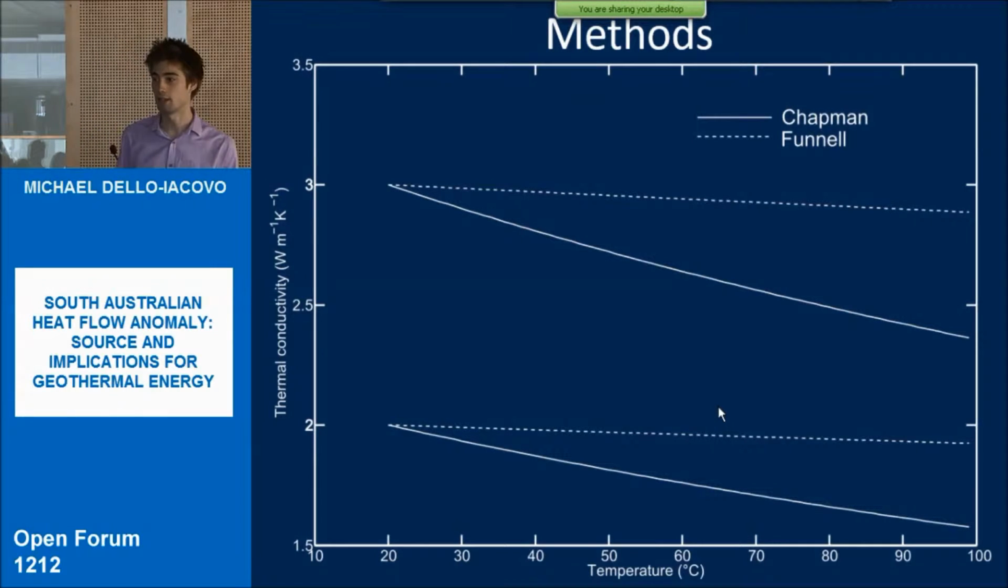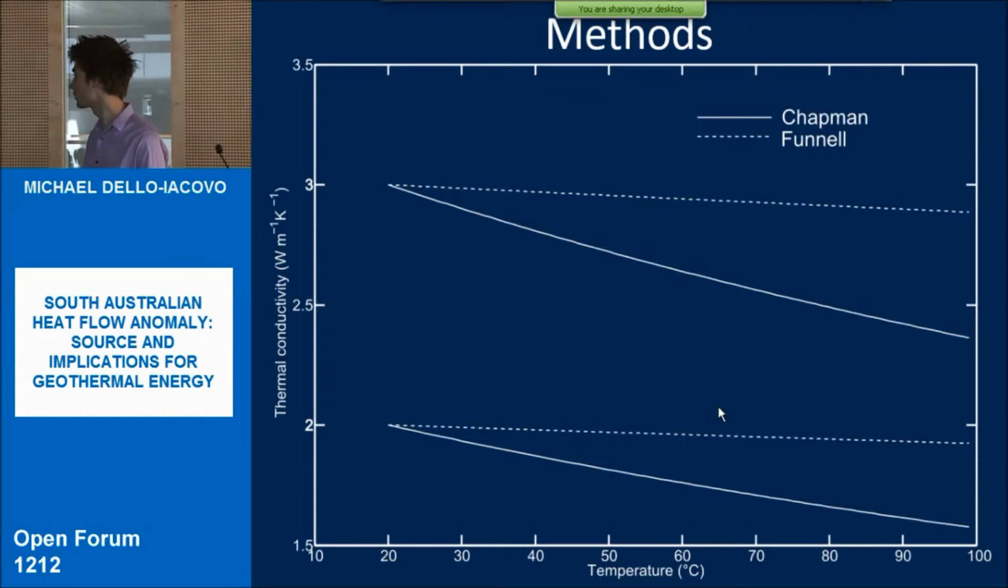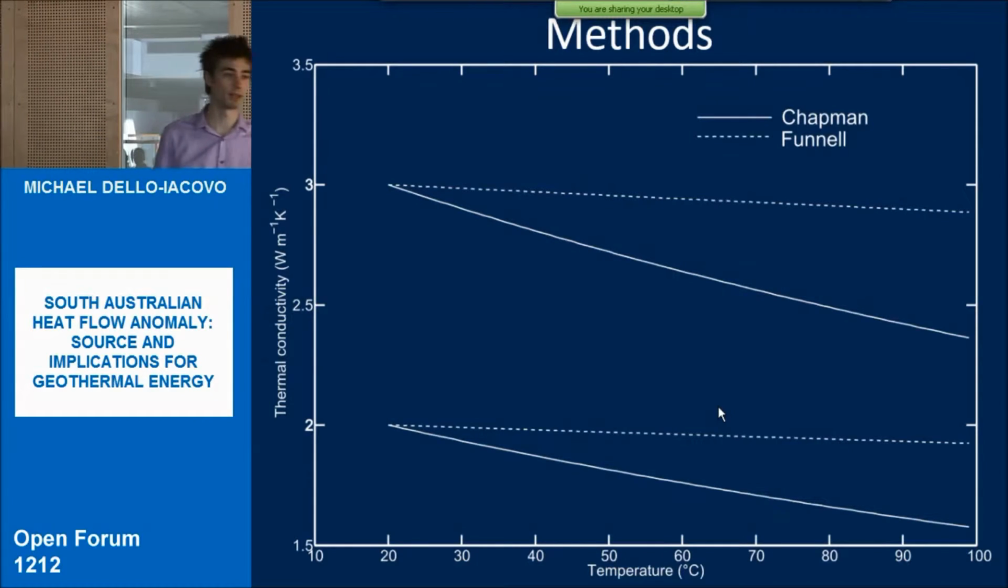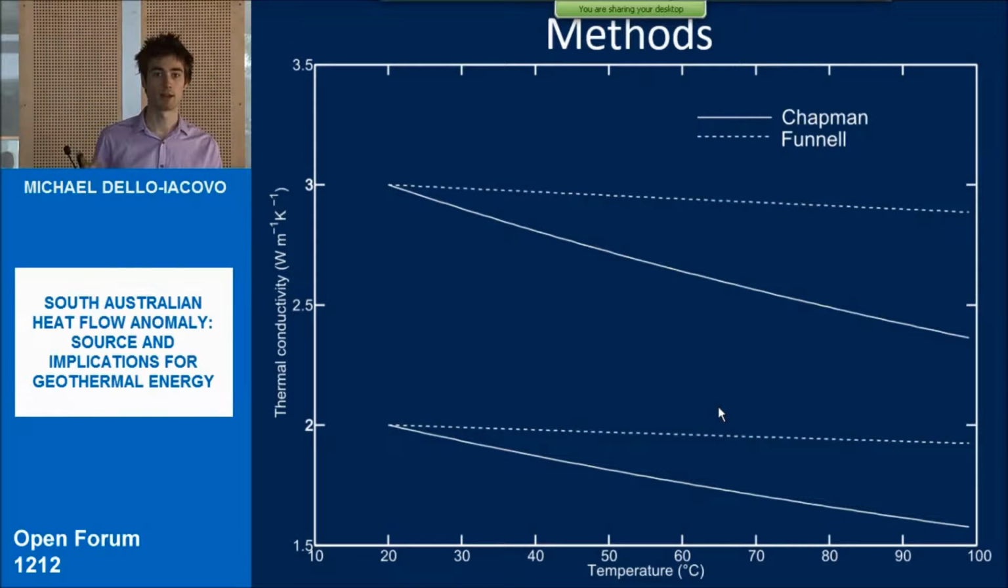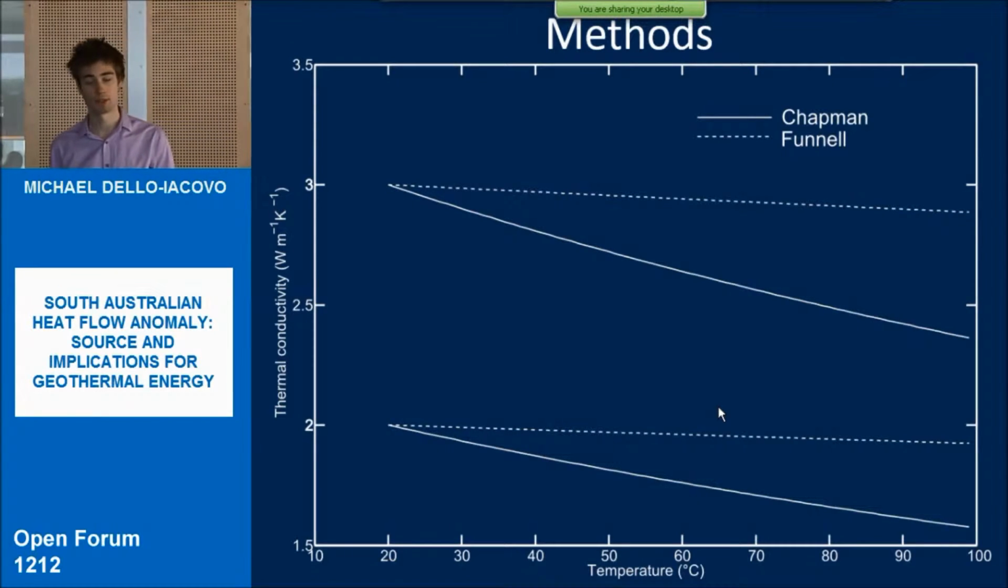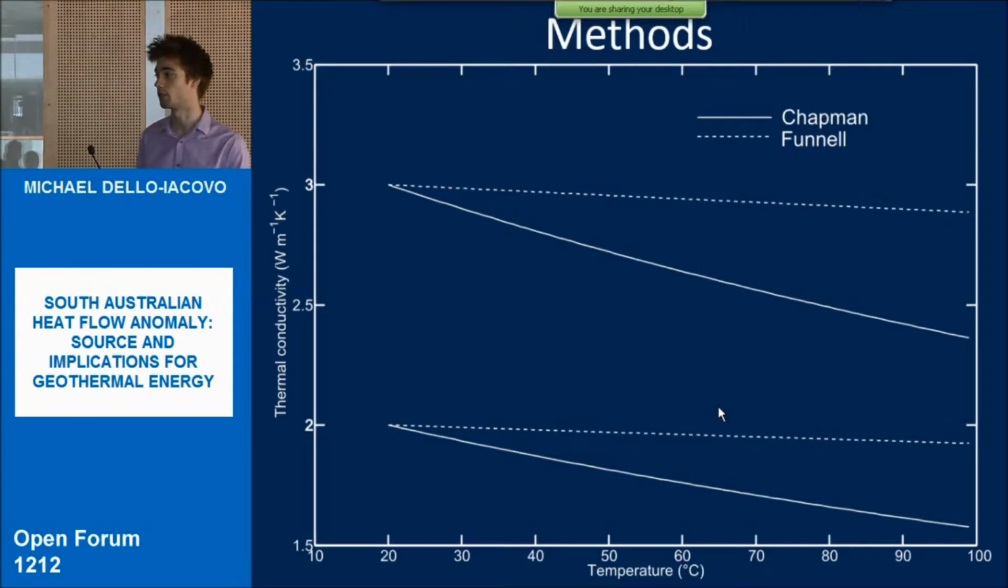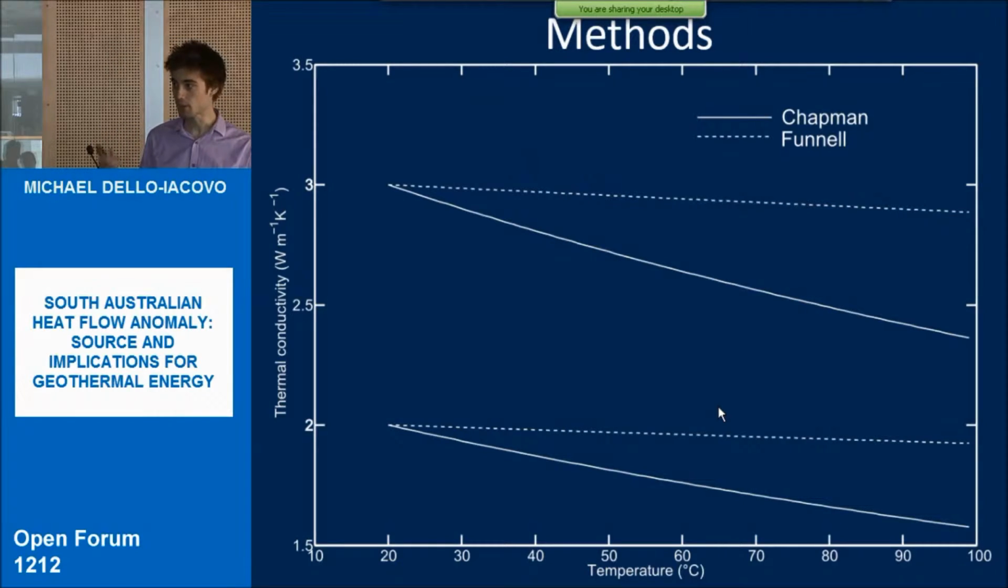Now, thermal conductivity is a function of temperature. So for almost all rock types, increasing temperature will give a decreasing thermal conductivity. So since we're taking our thermal conductivity measurements in lab conditions and not in situ conditions where the temperatures are obviously much higher, we have to correct for this temperature effect so that we can accurately measure the in situ heat flow.